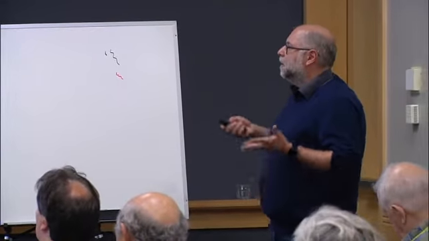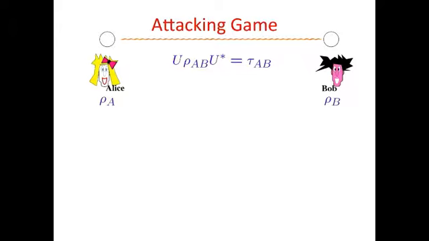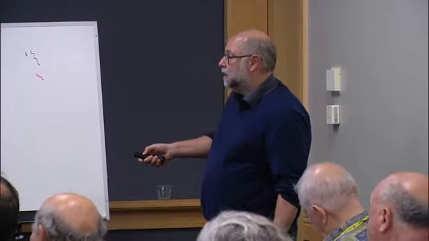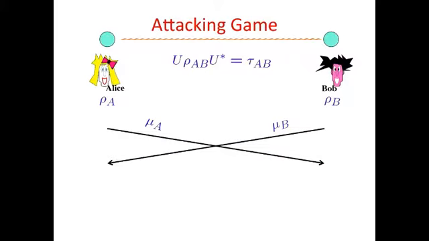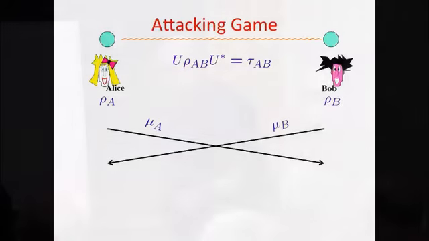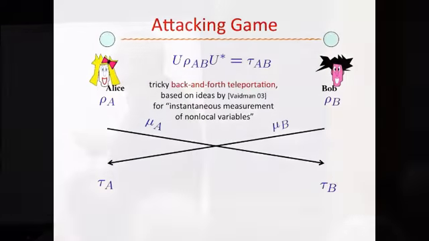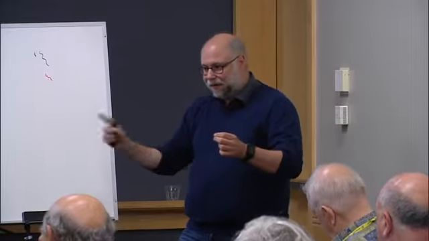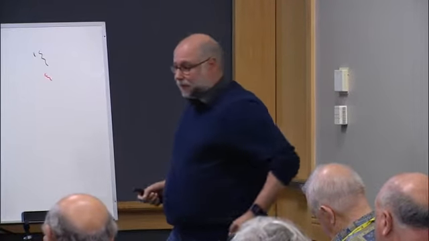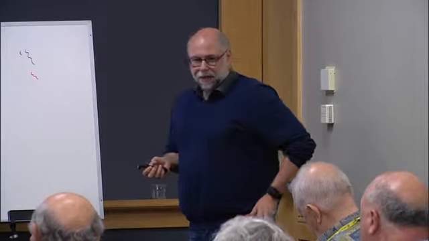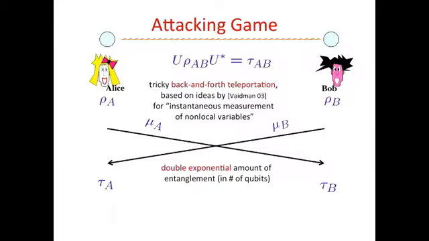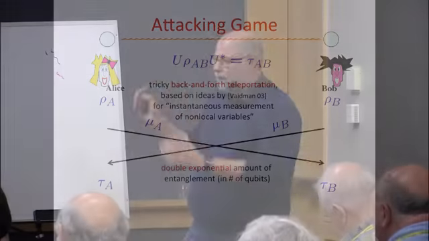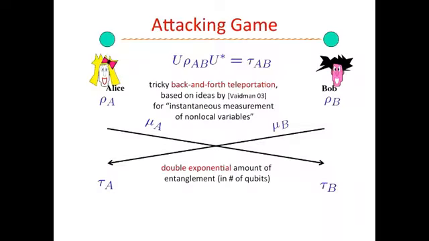And so the attacking game is as follows. We now do allow Alice and Bob entanglement, and they receive this rho A and rho B. They are allowed to send each other a quantum message, and then at the end of the day, they have to produce tau A and tau B. And what we showed, using ideas from Vaidman, was that you can perform this task, very much along the lines of this back and forth teleportation. Although we needed unrealistic amounts of entanglement: a double exponential amount of entanglement in the number of qubits.